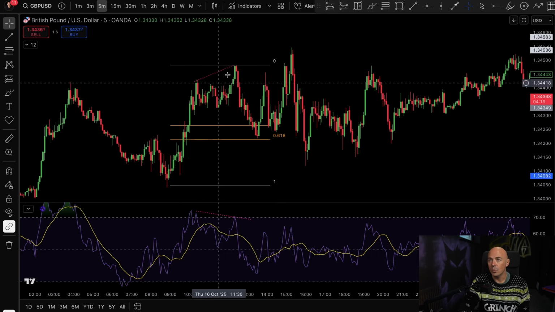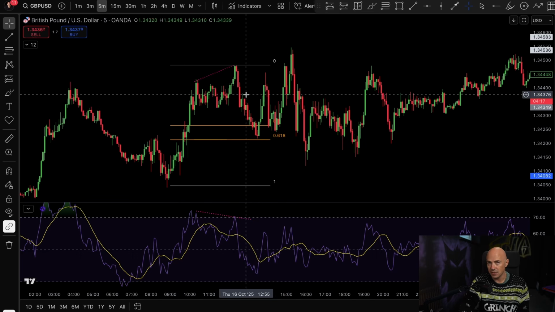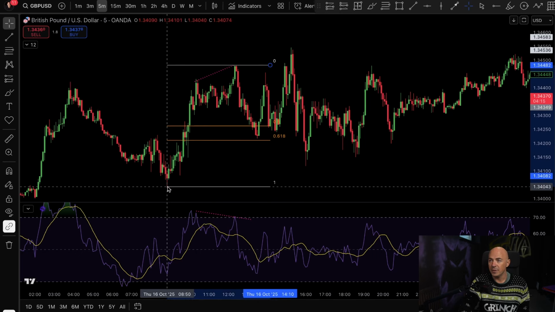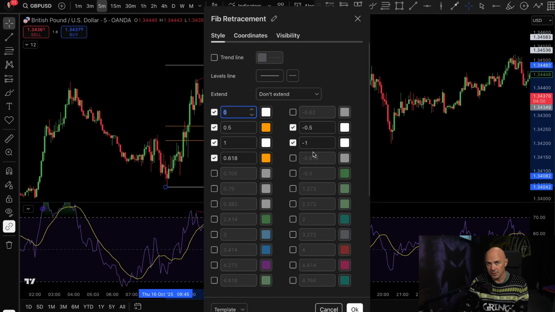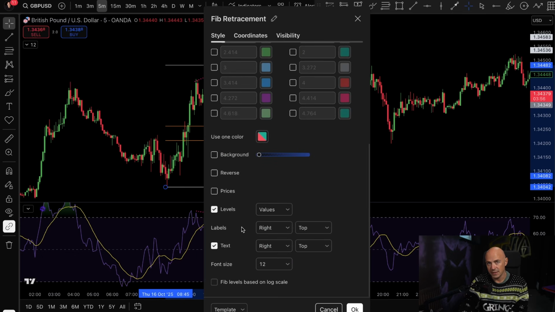What you can do once you see this divergence and it starts pulling back is draw your Fibonacci tool from the bottom to the top of the move. These are my Fibonacci tool settings. You can take a screenshot, and then this is the bottom half of the settings. You can also take a screenshot.